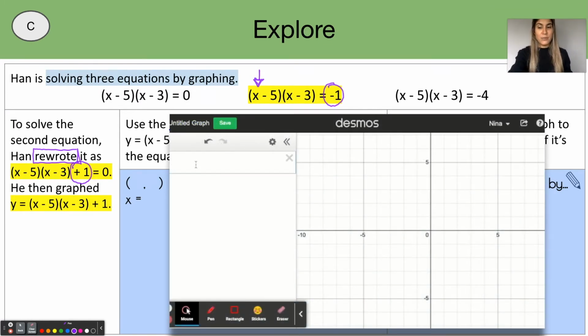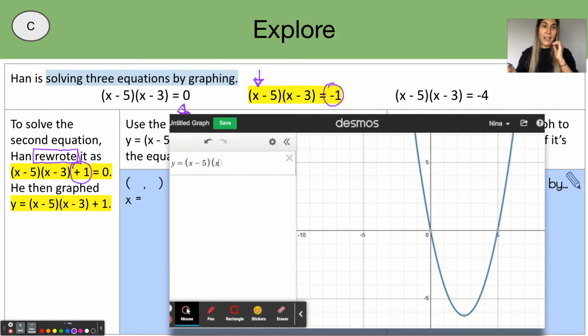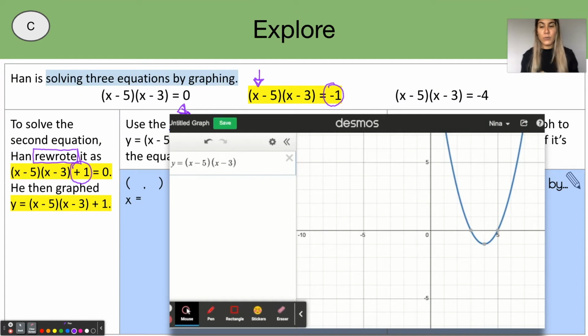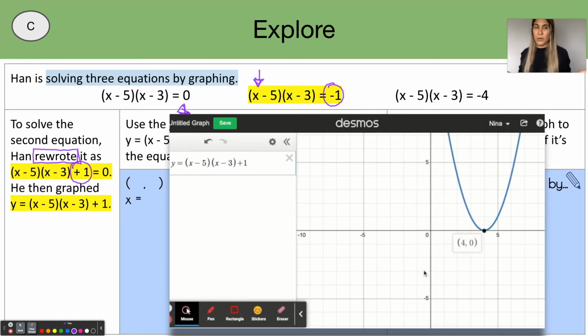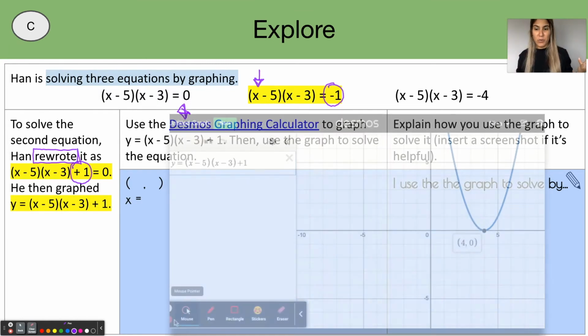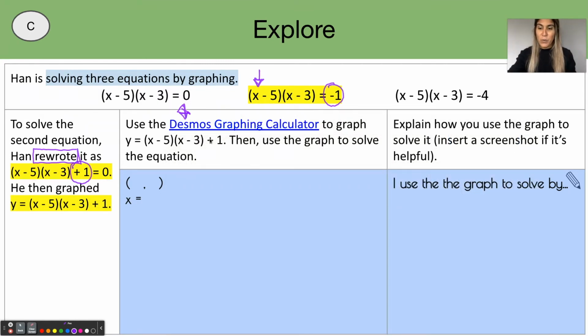So again, using the Desmos calculator, you're going to go into Desmos right here and graph that. To graph y equals x minus 5 times x minus 3 plus 1, then use the graph to solve the equation. So to solve, I want my solutions. What are my solutions? Is it 1? Is it more than 1? Is it none? Well, I see when I graph it, I'm left with 4, 0 as a solution. When I have a solution, it's always 0 on y and your number on x.